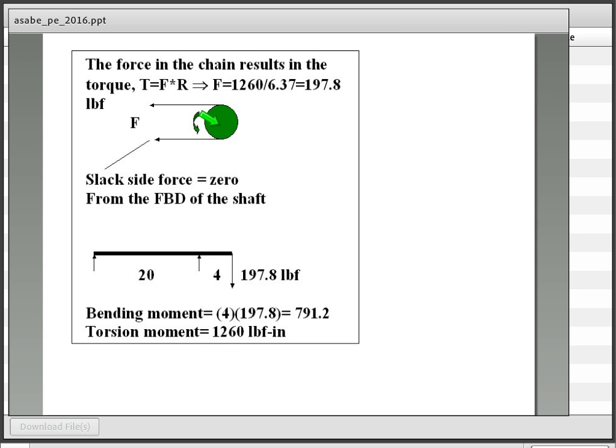Just a side note here, if this were a V-belt or a synchronous belt, you'd have a slack side tension and a tight side tension. To get the torque, you'd have to take the tight side minus the slack side tension times the radius. The difference between the two times the radius would give you the torque.